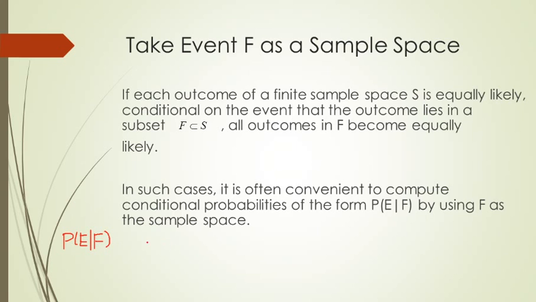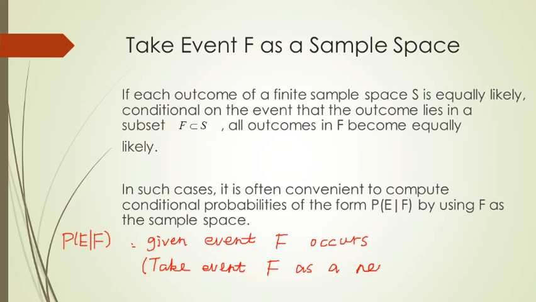So when we calculate the conditional probability given event F occurs, what does this mean? We can understand it as taking event F as the new sample space. That's why we got 1 over 6 before.